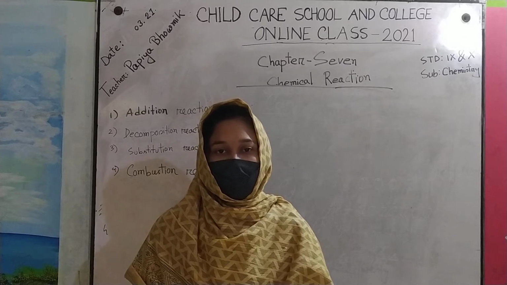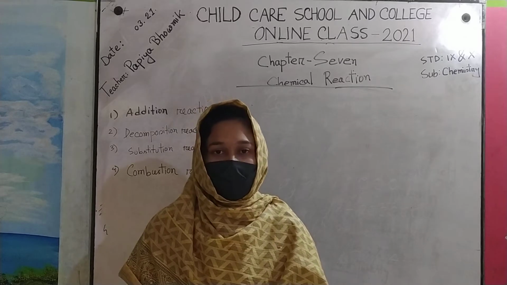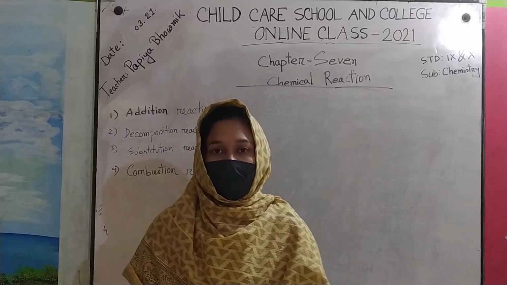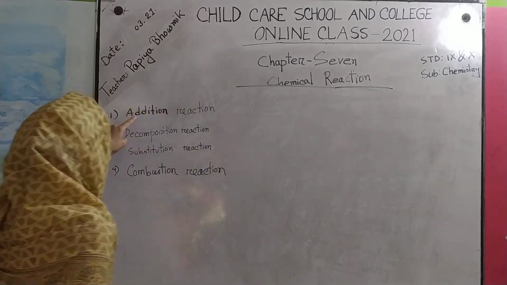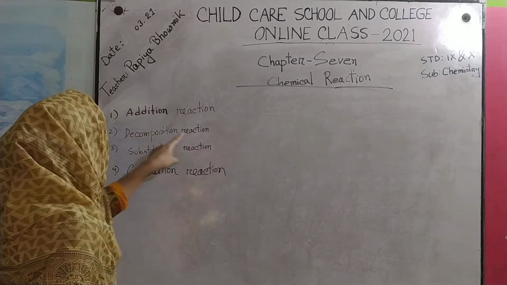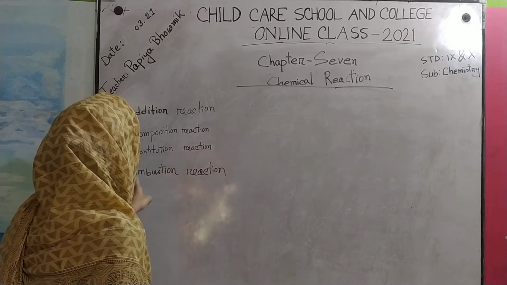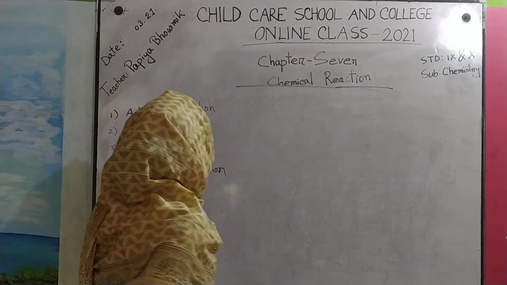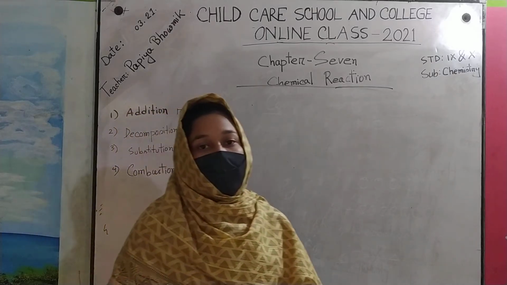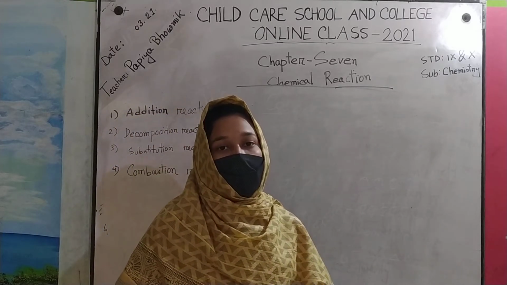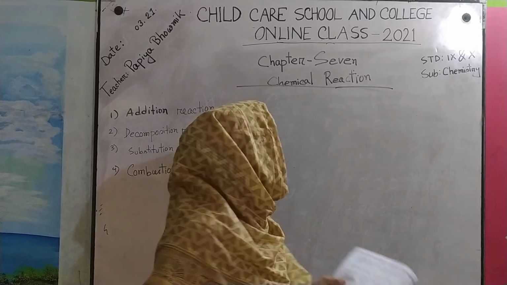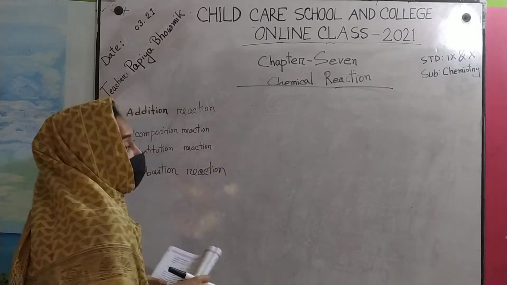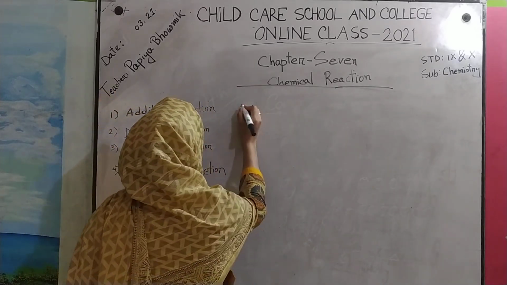Today I will discuss Chapter 7, chemical reactions. Today we discuss some reactions: addition reactions, decomposition reactions, substitution reactions and combustion reactions. What is an addition reaction? An addition reaction means some molecules or elements are added to other molecules. Now we can see what an addition reaction is.